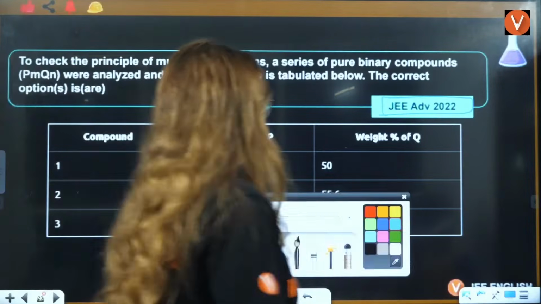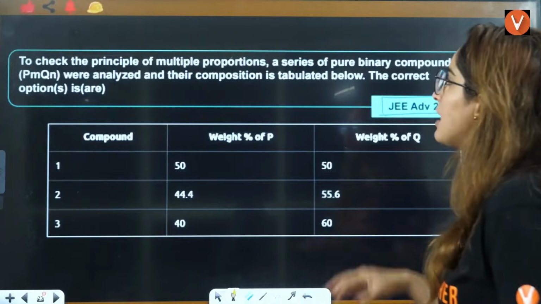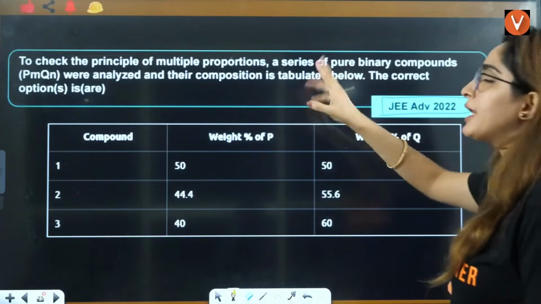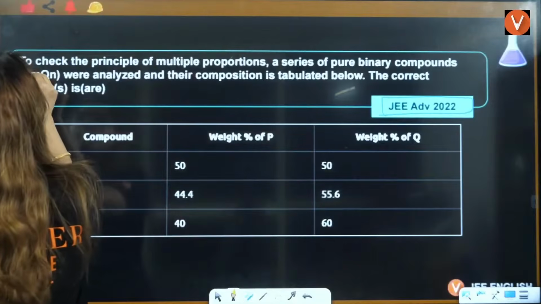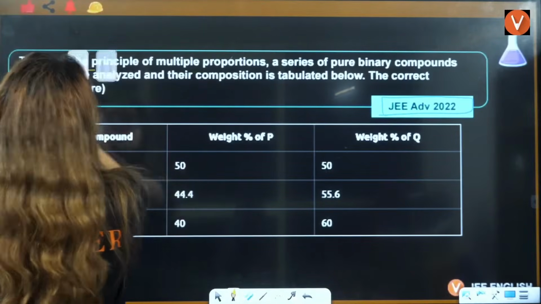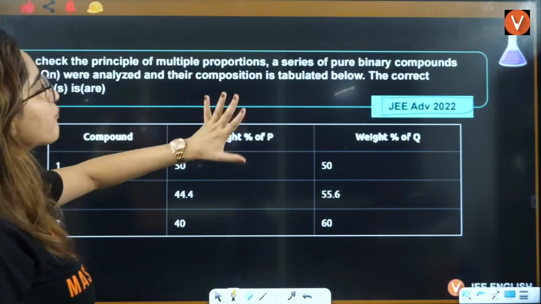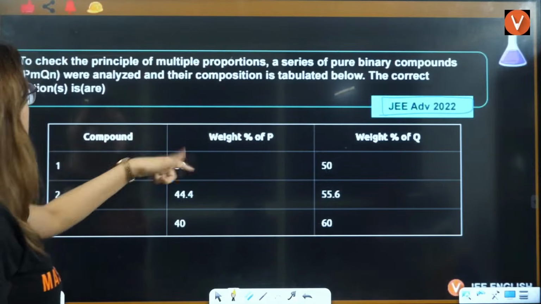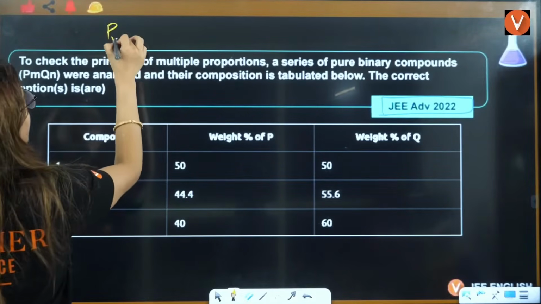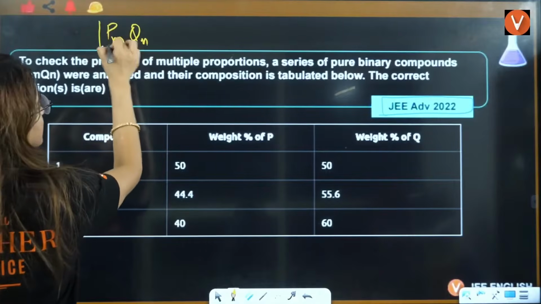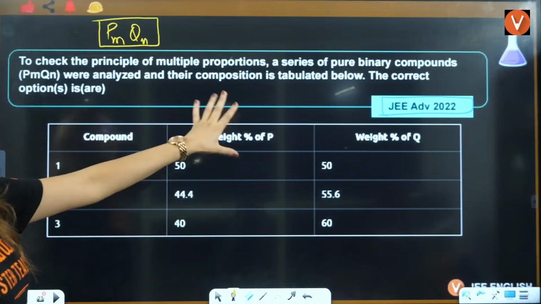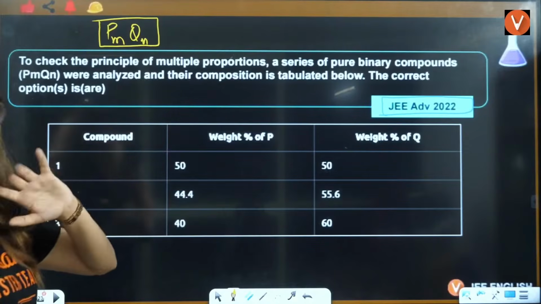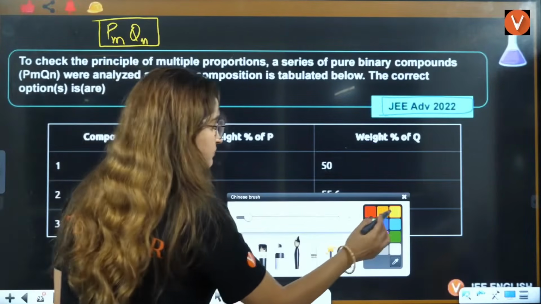Ready, everyone? So here it is. To check principle of multiple proportion. Can you tell me what is the principle of multiple proportion? A series of pure binary compounds. This is P, M, Q, N. This was given. Their composition is tabulated below. The correct options are C.